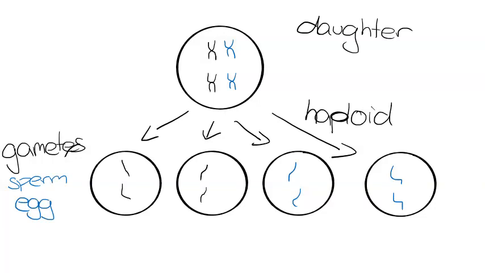In the next video we'll look a little bit more into the details of what happens during meiosis, because genetic variation gets introduced to these gametes during meiosis, which is really, really important for a species, and we'll look into that as well in another video.